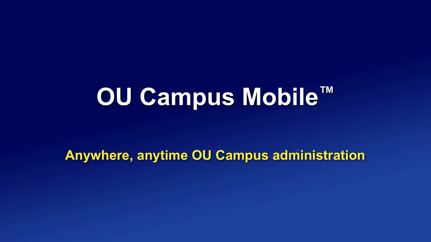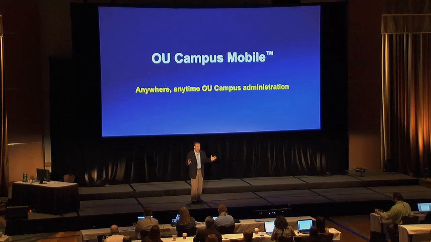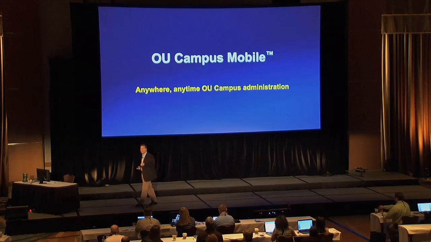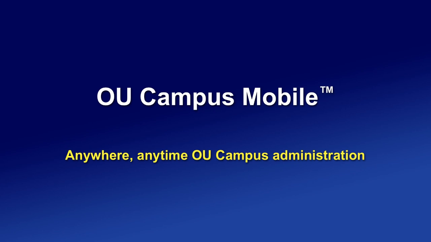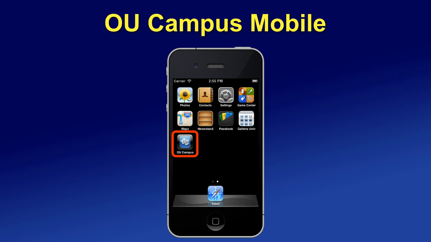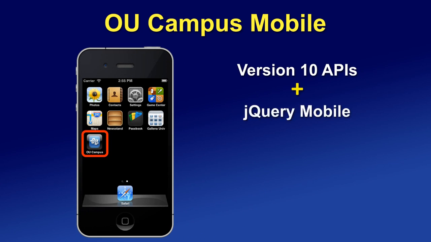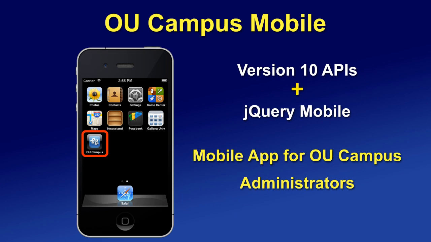And one of the things that we did was we created a mobile app. We call it OU Campus Mobile. It allows you anywhere, anytime, OU Campus administration. And it'll ship with version 10, so no extra cost, this just comes with it. It gives you a mobile version of the administrative features that you use most in OmniUpdate. So on any iPhone, Android, or other smart device, it looks like this. And it's version 10 APIs combined with jQuery Mobile to give you this great mobile app.